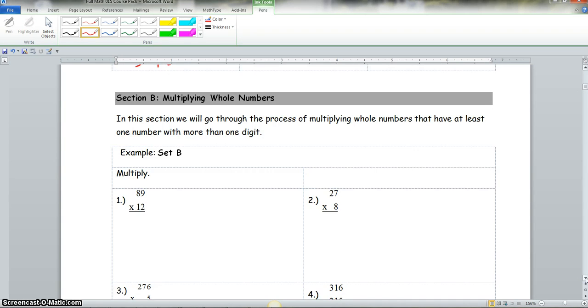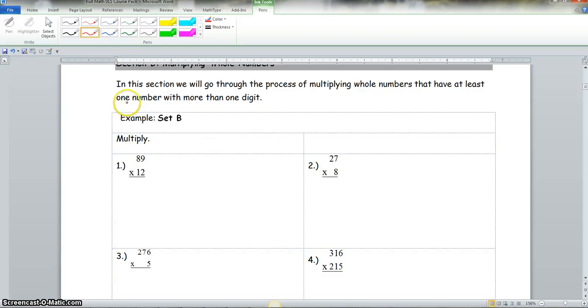Now we go to section B. It says multiplying whole numbers. In this section, we will go through the process of multiplying whole numbers that have at least one number with more than one digit. So now we multiply. 2 times 9 is 18. You write down your 8 and carry your 1. 2 times 8 is 16 plus 1 is 17. Now we have to put a 0 here because we're multiplying from the tens place. So we have to start all of our multiplication in the tens place. That's why we put 0 as a placeholder.